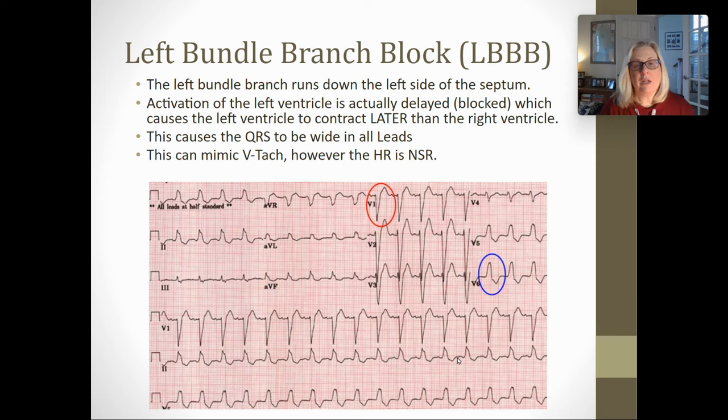This is one reason we don't put a patient with a left bundle branch block on a treadmill. Because if we get their heart rate up, then they're in VTach. Oops. And these people take beta blockers because we don't want their heart rate up, because if we push it too high, then we kick them into VTach. Not cool.